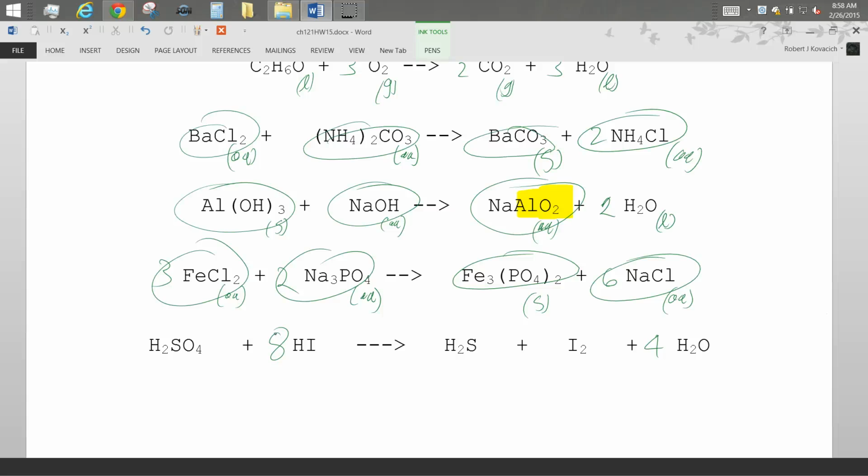Okay. Do I need to mess with that H2S, that hydrogen sulfide? I don't. There's only 1 S on each side, and that's good. So the only thing I need to do is drop a 4 right there.